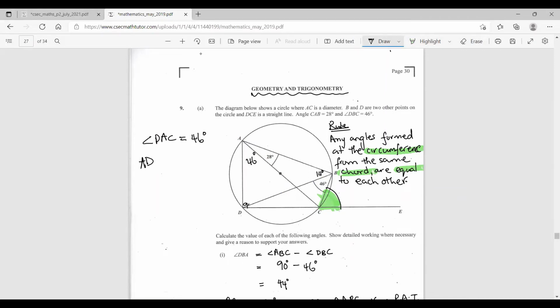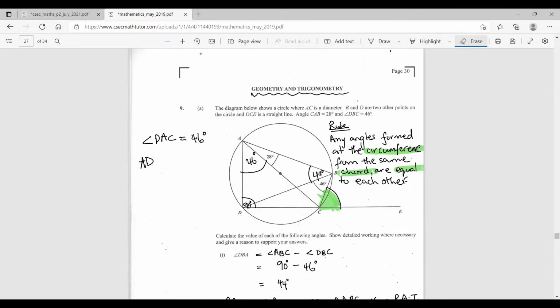Inside of here is 90 degrees. We know that here is 44, right? So far, we're just putting in what we know from the question itself. So up here is 46, at the bottom is 90, across there is 44.